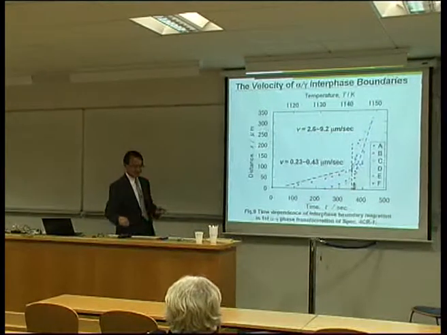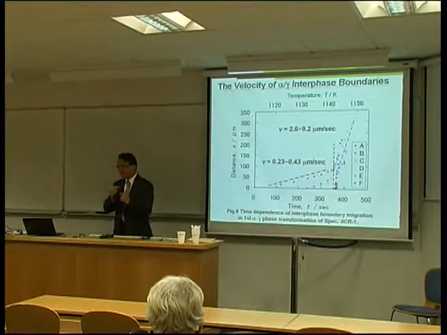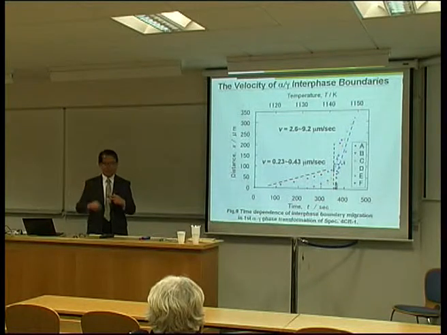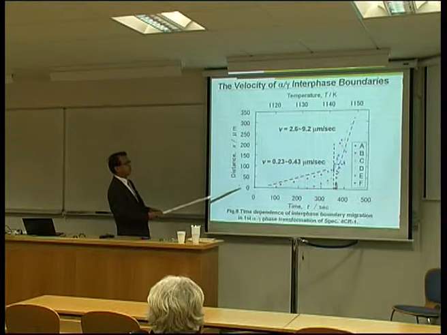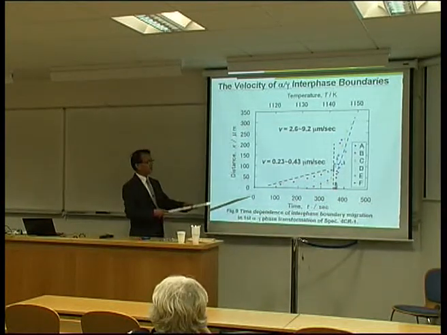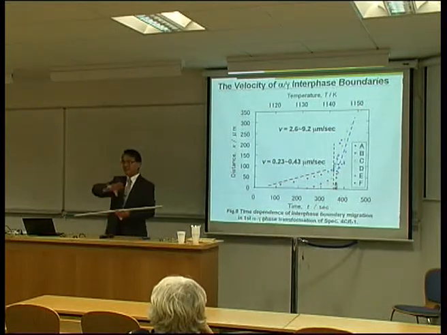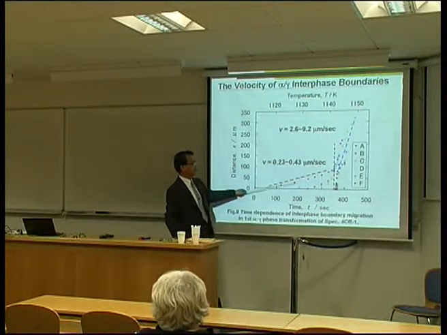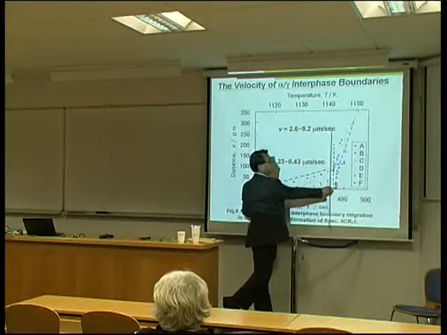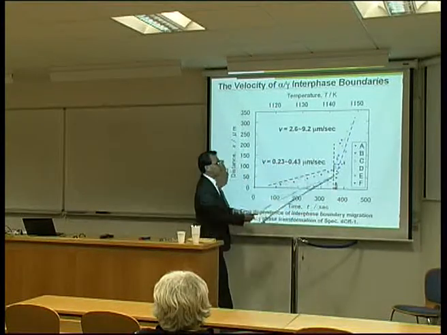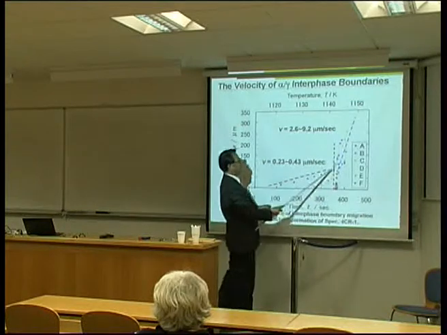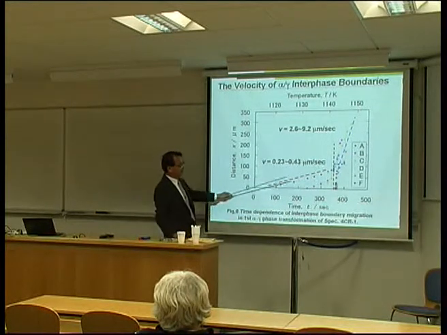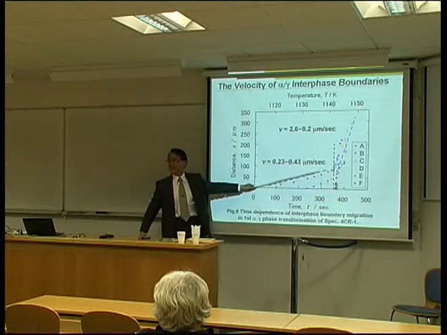And then, secondly, because of in-situ observation, we can directly determine the migration rate or migration velocity of the interface boundary. So if we plot the distance as a function of time from the in-situ observation images, as you see, the distance increases as a function of time, and at a certain point, beyond this, the distance increases drastically. That means the interface boundary is moving faster than before. This slope is the velocity of the interface boundary.